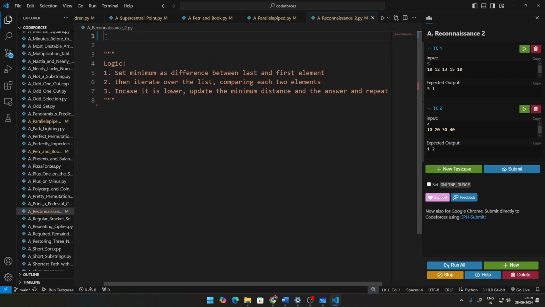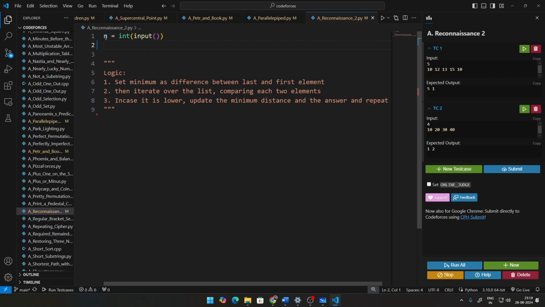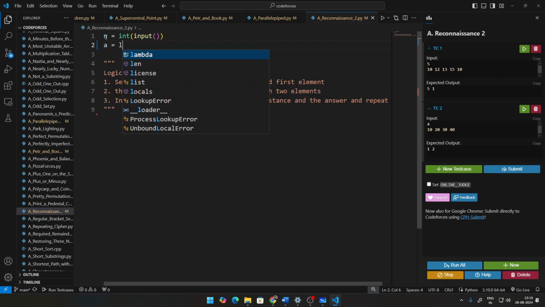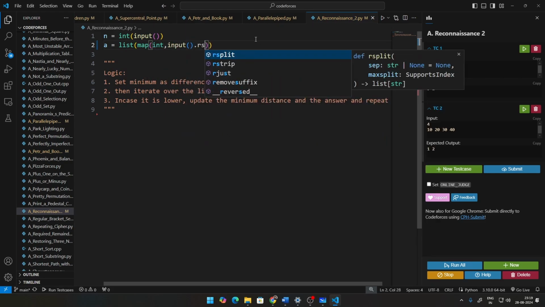Okay. So firstly, we'll go ahead and take n as input. So int of input. N. Then we'll go ahead and take the height list, which is a. That is what they're given in the question. So let's keep that as a itself. So list of map of int comma input dot rstrip dot split.